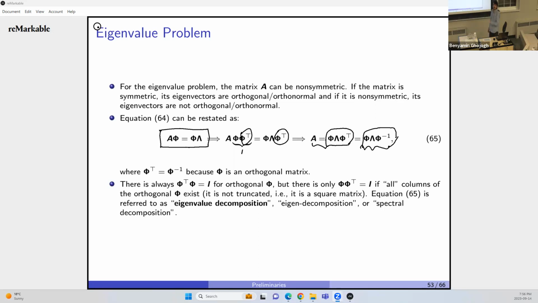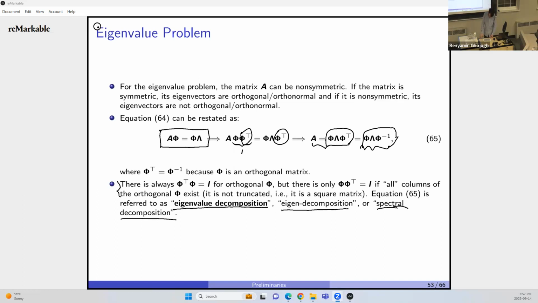This is called eigenvalue decomposition. As you see, the matrix A is decomposed into the multiplication of three matrices. This is called eigenvalue decomposition, also called eigendecomposition. Some people also call it spectral decomposition. So now I think you know why one category of machine learning is called spectral dimensionality reduction, because they usually reduce to eigenvalue decomposition.